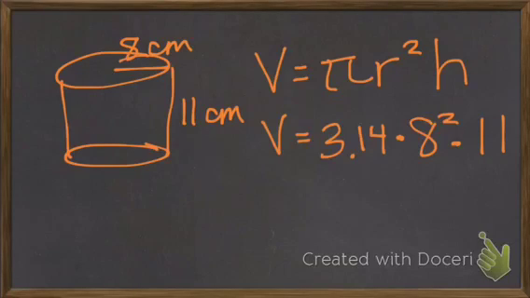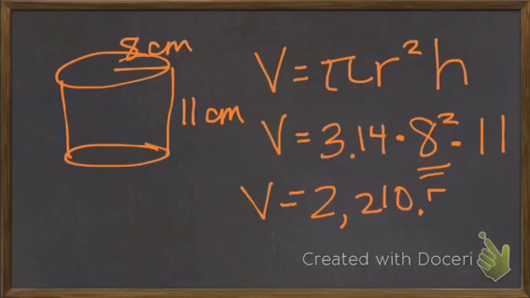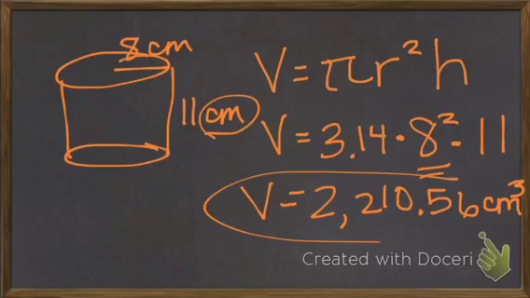You can actually just plug this all into your calculator. Of course, you could shorten 8 squared to be 64 because you know that. You end up getting 2,210 and 56 hundredths. But it's volume, which means we need some units. It was centimeters. And volume is always to the third. Area is squared. Volume is to the third because it's three-dimensional. And that is your answer.